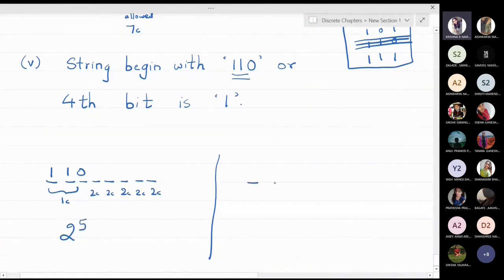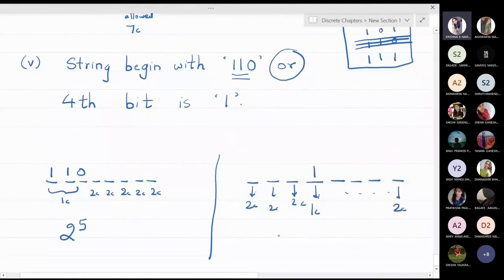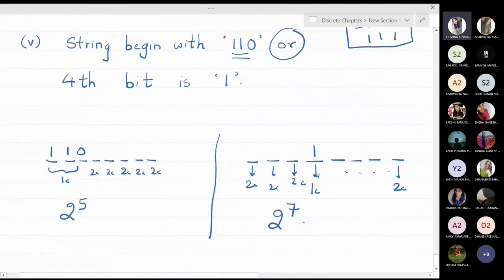And in the second case, the fourth bit has to be 1 and all others can be anything. So here each bit has 2 choices, and so on. Here you have only 1 choice, and the others also have 2 choices. So the total number of choices is how much? 2 comes how many times? 7 times. So all the strings that begin with 110 or the fourth bit is 1 are given by the addition principle, which will be 2 raised to 5 plus 2 raised to 7. Okay, so this completes the fifth part also.